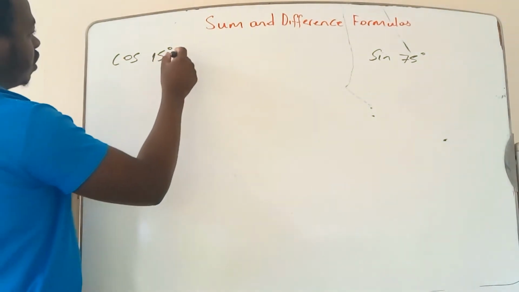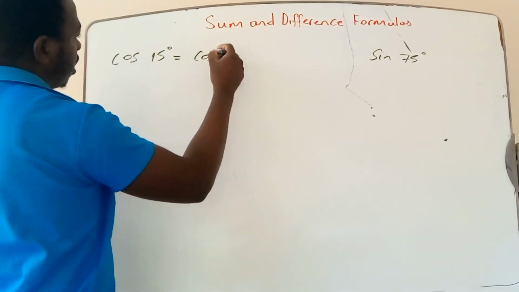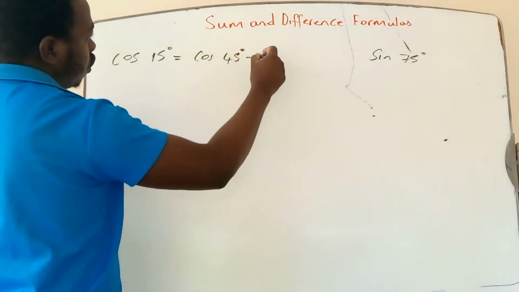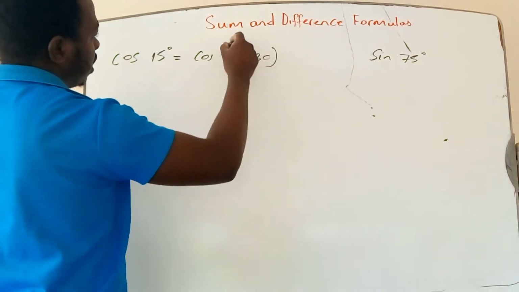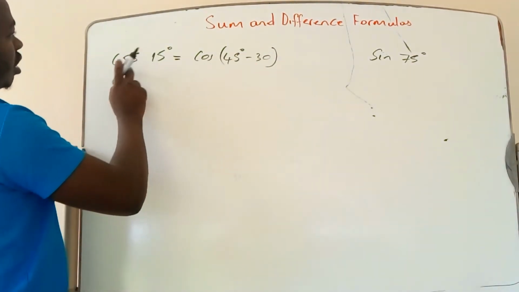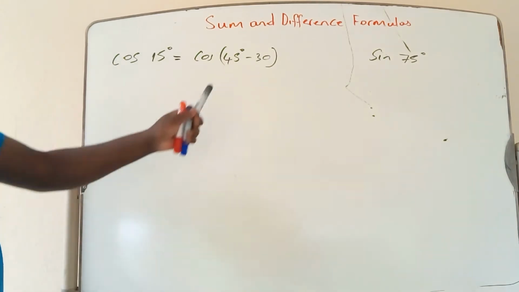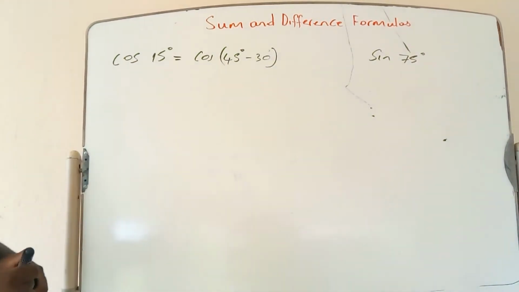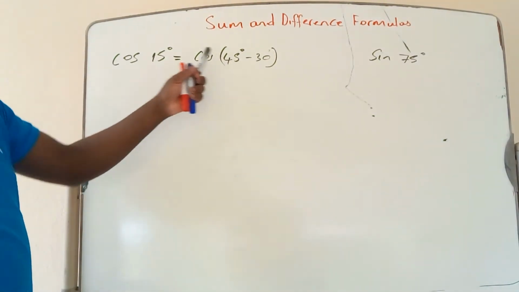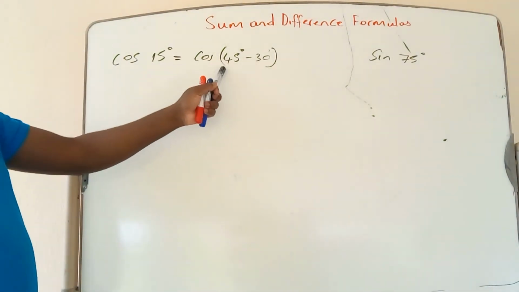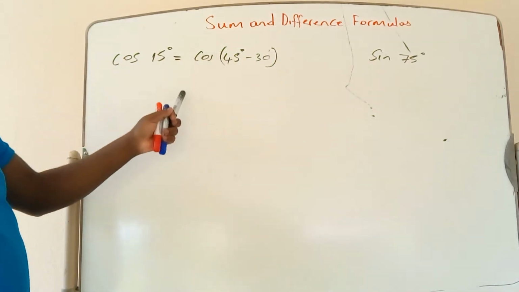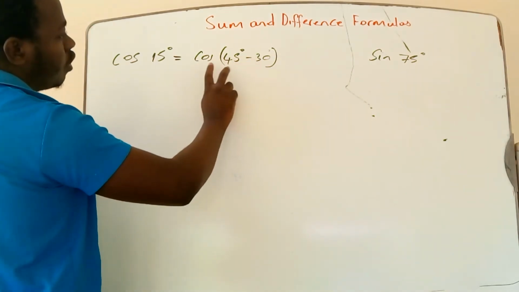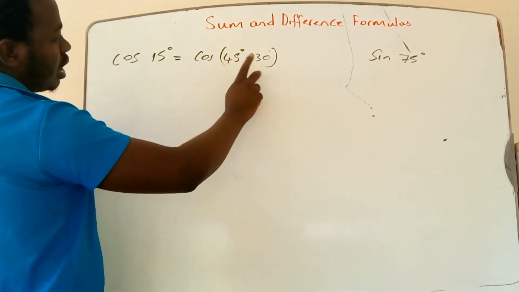Because cos 15 is just simply equal to cos of what? If you have 45 degrees and you subtract 30 degrees from it, that's just another way of writing cos 15 degrees, right? Because 45 degrees minus 30 degrees, that's just 15 degrees. So these two things are equal, right? And then from this, you can use the sum and difference formula. What's the sum and difference formula? What's the difference formula for cos of an angle?